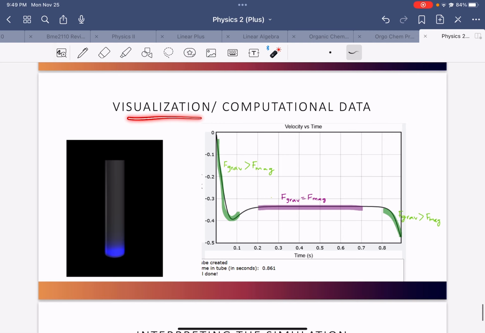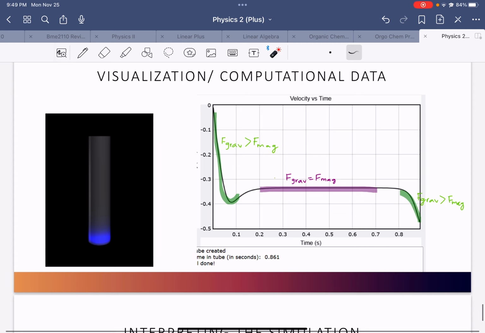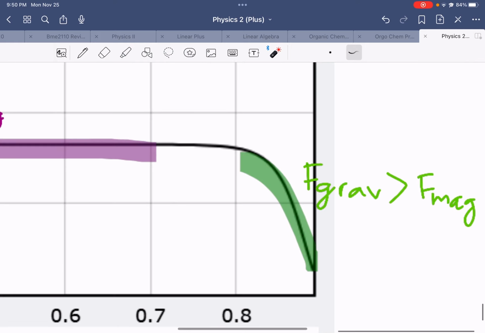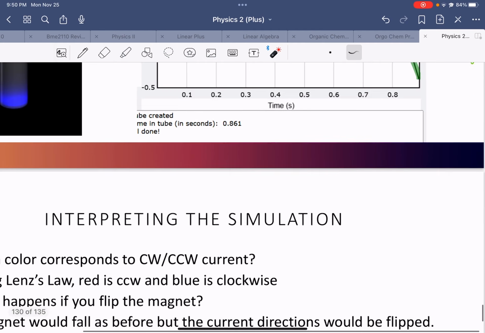And this is the visualization and computational data. So this was what we obtained from our computational model. From 0 to 0.1 seconds, gravitational force was bigger than magnetic force. From 0.2 to 0.7, gravity was equal to magnetic force. And from 0.8 onward, gravitational force was bigger than magnetic force.